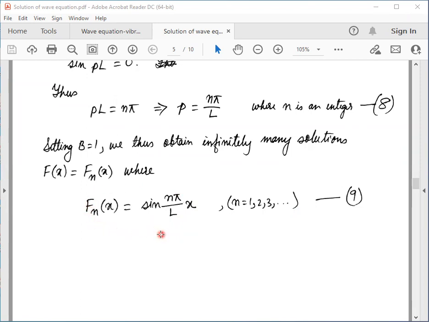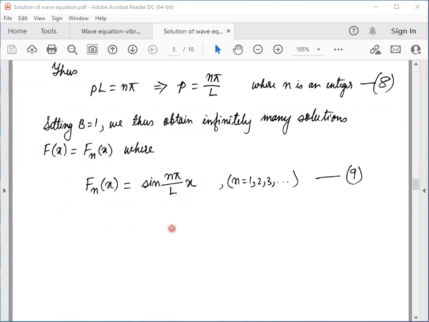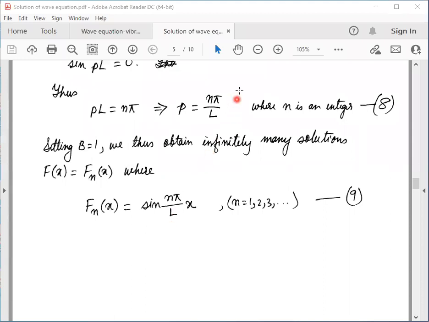So how many solutions are possible? Infinitely many solutions are possible, and all these possible solutions are given by fn of x equal to sine n pi x by L. So we have obtained the expression for f of x. Okay, so let me pause the recording here.